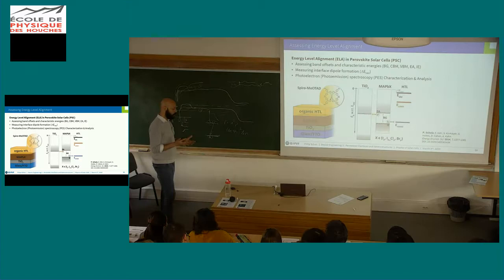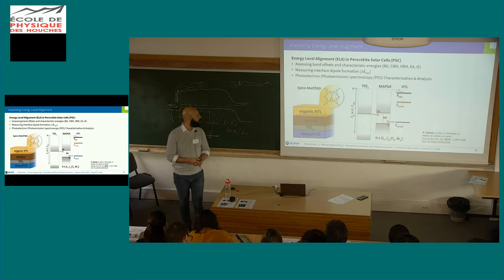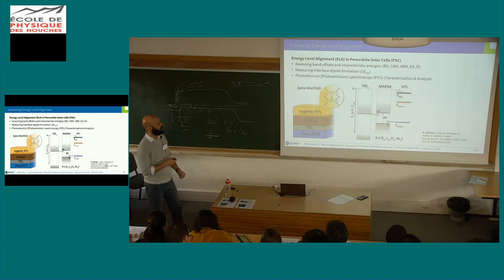Now, how does it actually work for perovskites, and what can we do in order to control these different loss processes and loss mechanisms? One point is really to determine the energy level alignment, and for this we need to assess band offsets and characteristic energies like the band gap, conduction band minimum, valence band maximum, electron affinity, and ionization energy.